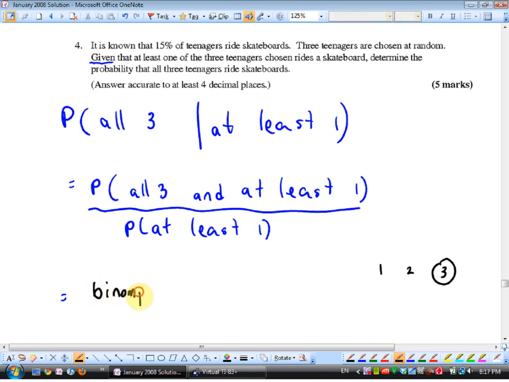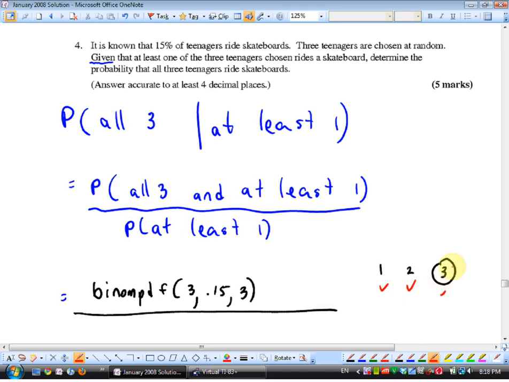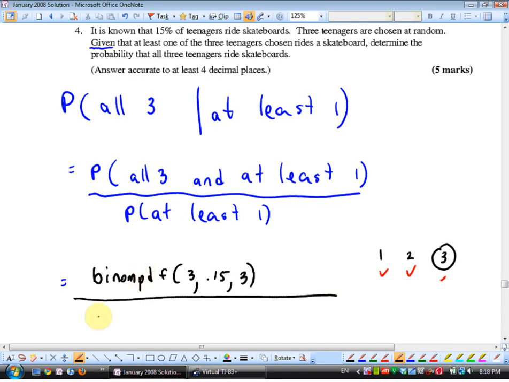Or you could do it as a binomial probability distribution function. Binom PDF of three skateboarders. There's the odds of one of them. All three. Regardless, you're going to get 0.15 cubed. I'll leave it like this just so you can see how the bottom works for a binomial PDF. The bottom is at least one, which means one or two or three. Now, or means add. I could do each one separately. I think that's the same as one minus the probability of none riding, because that's the only other option in this group here.